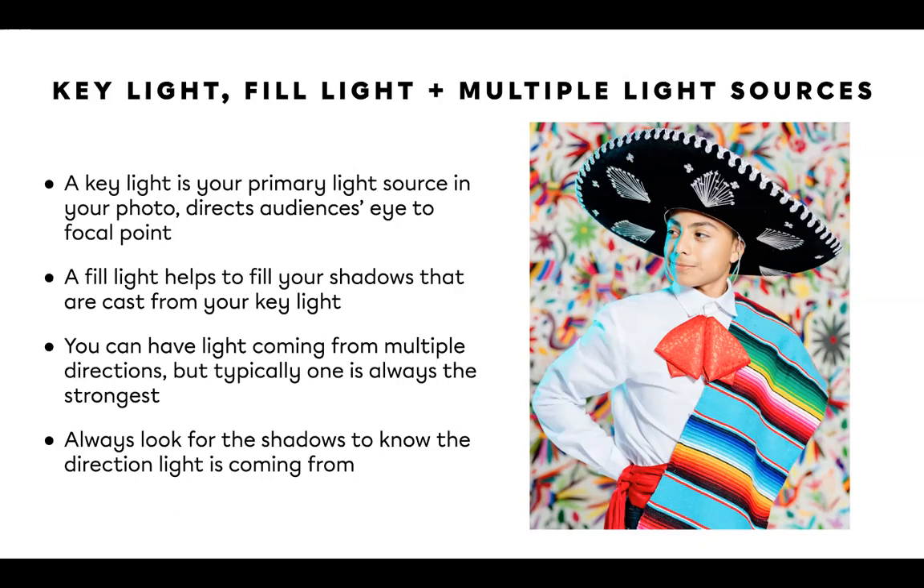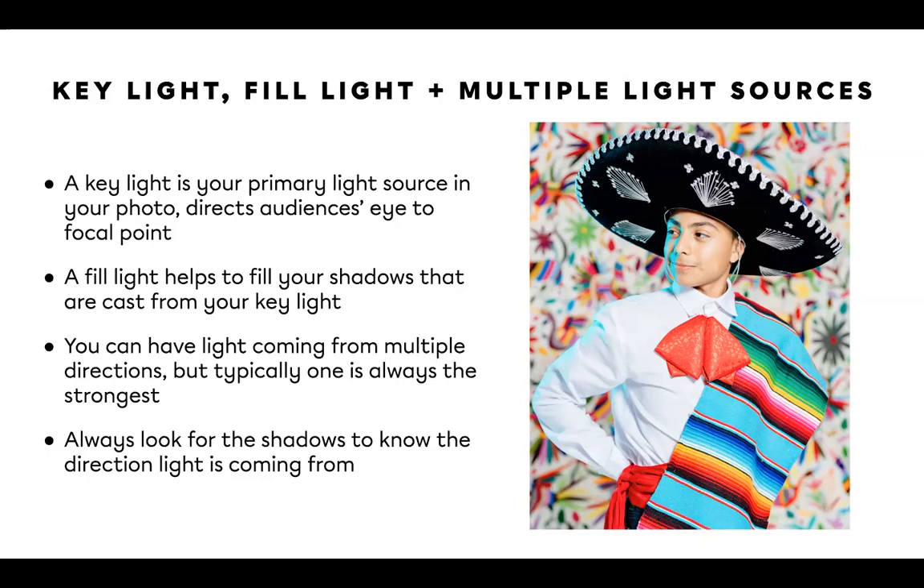A fill light is a light you use typically opposite of your key light that's not as powerful, and it helps to fill your shadows that are cast from the key light, so you're not ending up with as much contrast. You can choose to do this with a light. You can choose to do this with a reflector on a mirrored side or on a white side. You can pick. You can choose to not have a fill light at all.